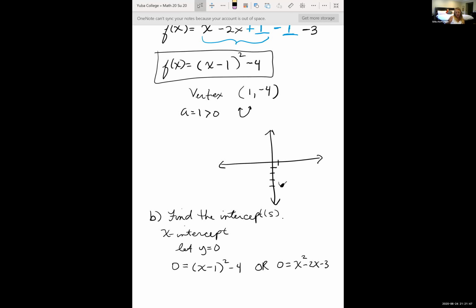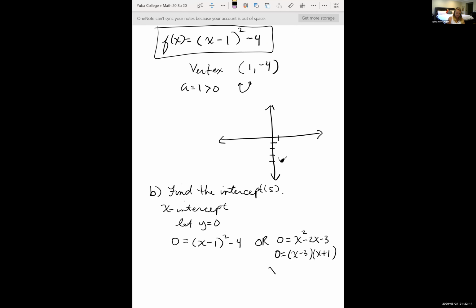So either way, if I had it in vertex form, I would use my square root method. I would add 4, take the square root of both sides, and then add 1. If it was in this form, I notice it actually factors really fast, and so I might go and factor instead. So -3 and +1 multiplies to -3 and adds to -2. So this can be factored as x minus 3, x plus 1. So my x-intercepts are occurring at +3 and -1.